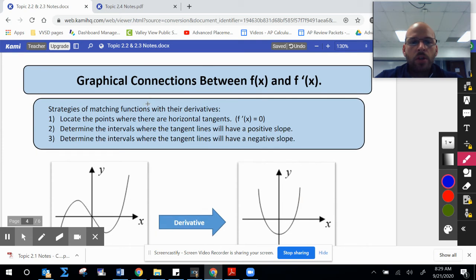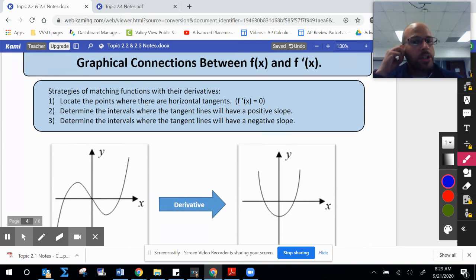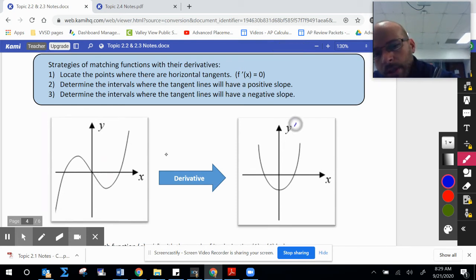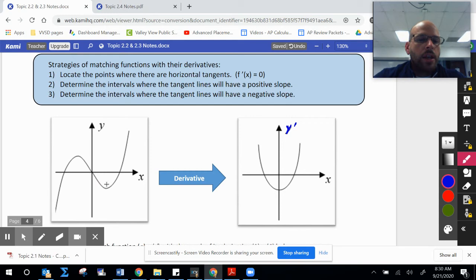All right? So let's take a look at some connections between these graphs. If I give you an original function, and there should be a prime here, guys, sorry. This is the derivative. So this is y prime. If I give you an original function, and this looks fairly cubic, I want you to see that this entire side, I'm going to try to color code this the best I can, this entire side is increasing. It's positive. The slope of that graph is some sort of positive value.